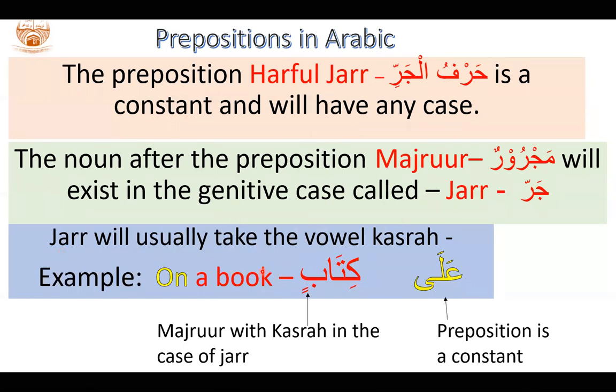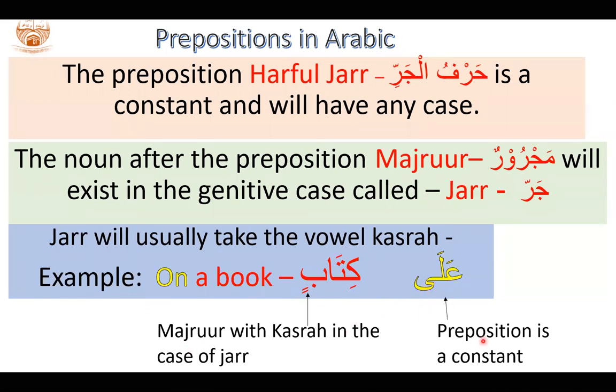Example here, we have ala kitabin. Jar will usually take the vowel kasra. So what vowel will jar take? Remember, jar is really like a function. It's a case that tells us how we recognize this function of the word. So if the word comes after a preposition, it is fulfilling a function. We apply a case to it, which is jar, and as such, we recognize it by applying kasra. Okay, so we have here ala kitabin, on a book.